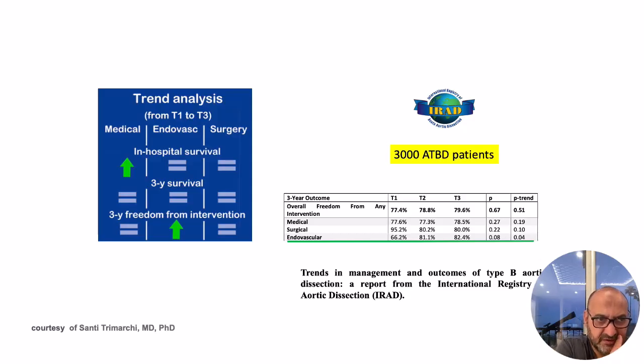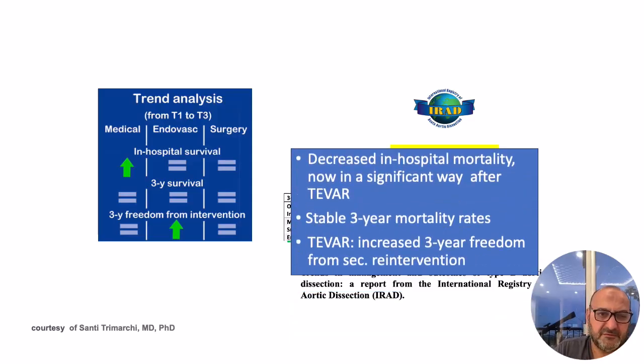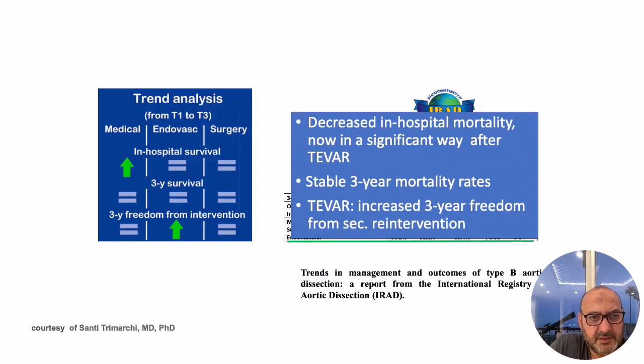But when you look at the outcome here for 3 years between T1 to T3, where endovascular treatment was used, there is a steady, stable 3-year freedom of aortic remodeling, aortic mortality. And there's decreased hospital mortality in a significant way after TEVAR, stable 3-year mortality rate. TEVAR increased 3-year freedom from subsequent intervention. And that's true. TEVAR helps when it's indicated.